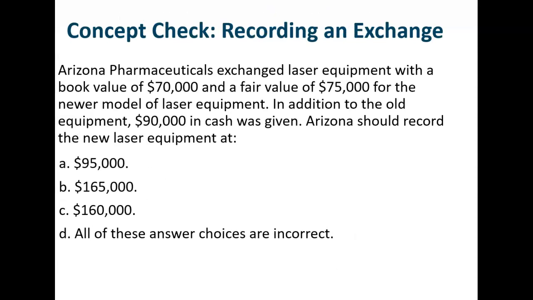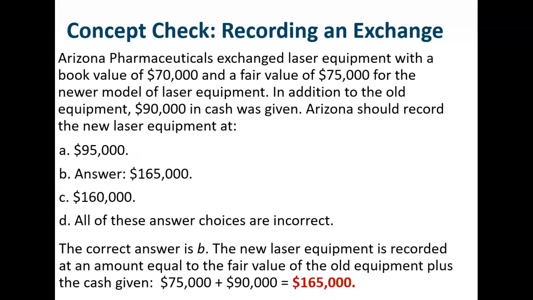Let's do another problem based on the same set of facts with some minor changes. Arizona Pharmaceuticals exchanged laser equipment with a book value of $70,000 and a fair value of $75,000 for a newer model of laser equipment. In addition to the old equipment, Arizona gave $90,000 cash in the exchange. At what amount should Arizona record the new laser equipment? Please pause your video while you do your calculations and choose your answer. When you're done, please start the video again to check your work.